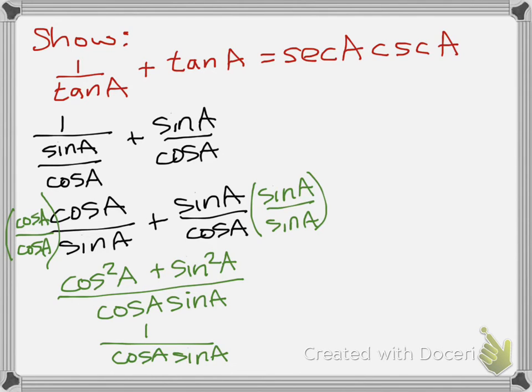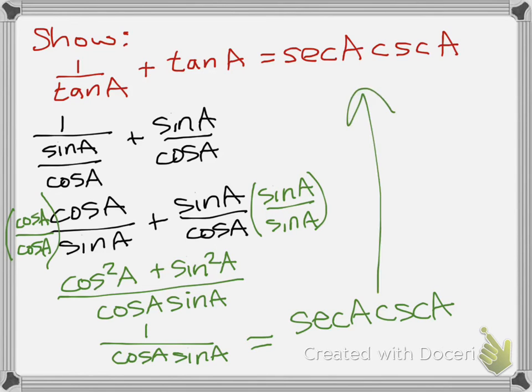But we now have inverse properties. 1 over cosine A is secant, 1 over sine is cosecant, and that is what we were looking for. We now match what we started with.